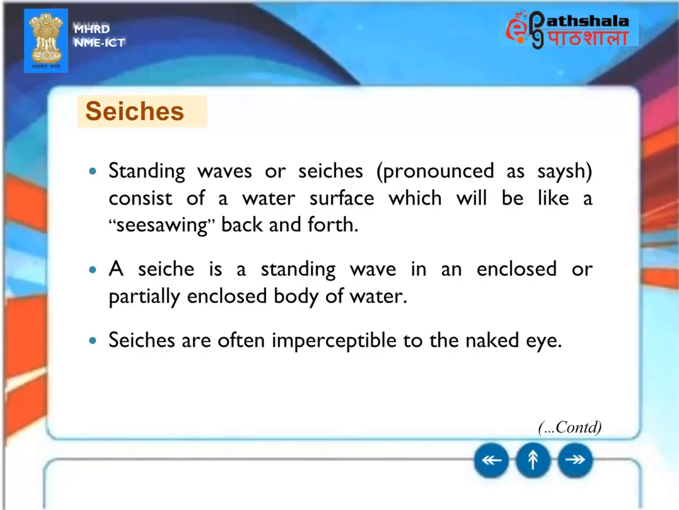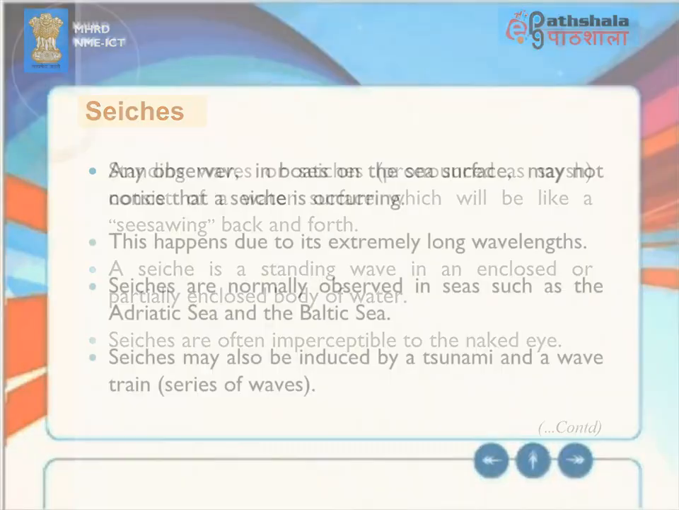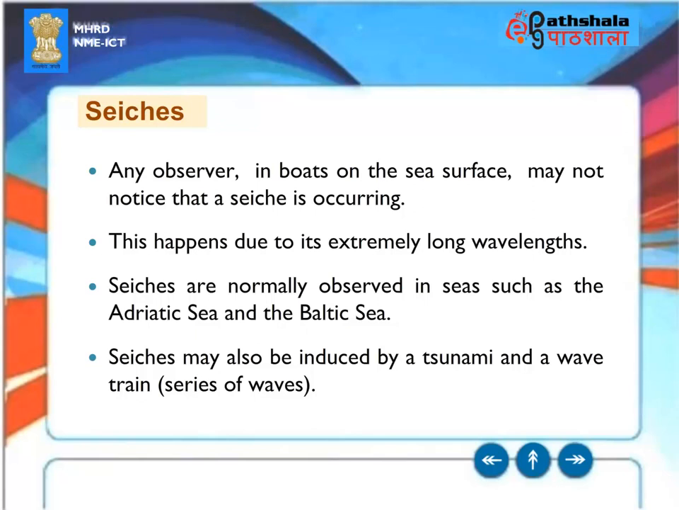Seiches. Standing waves, or seiches, consist of a water surface which seesaws back and forth. A seiche is a standing wave in an enclosed or partially enclosed body of water. Seiches are often imperceptible to the naked eye. Any observer in boats on the sea surface may not notice that a seiche is occurring. This happens due to its extremely long wavelength.